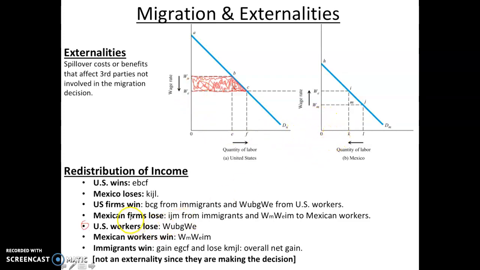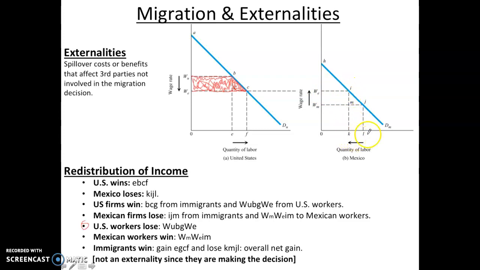Now let's shift over here and look at what happens in Mexico. Well, overall, Mexican firms are going to lose. Here's why. Our initial equilibrium is at WM and L. As those Mexican workers migrate to the U.S., the supply curve, if you recall, is shifting up to the left and creating a new equilibrium at WE and K.